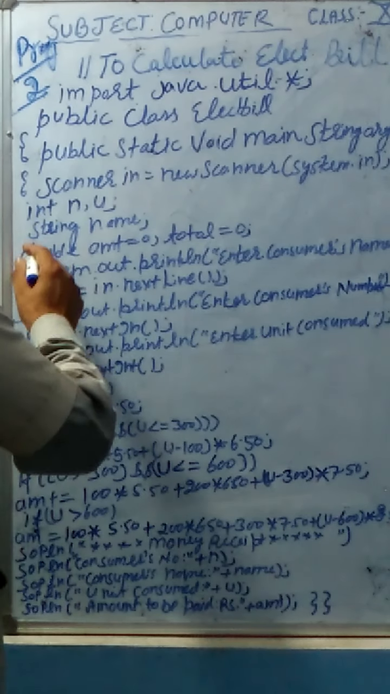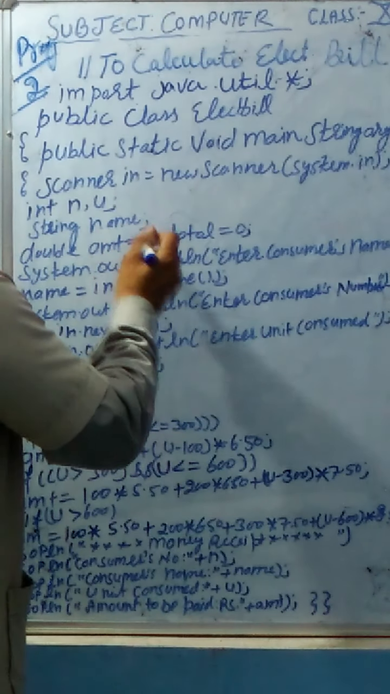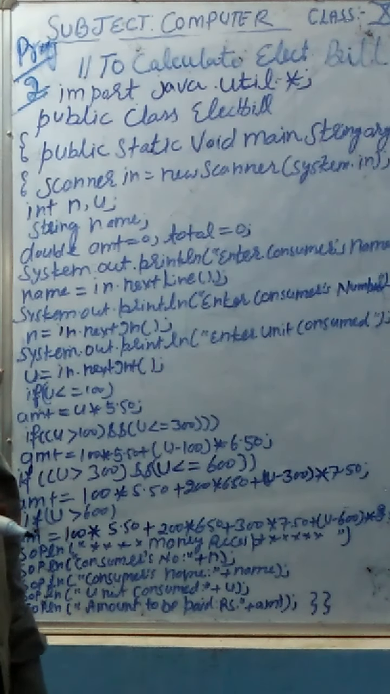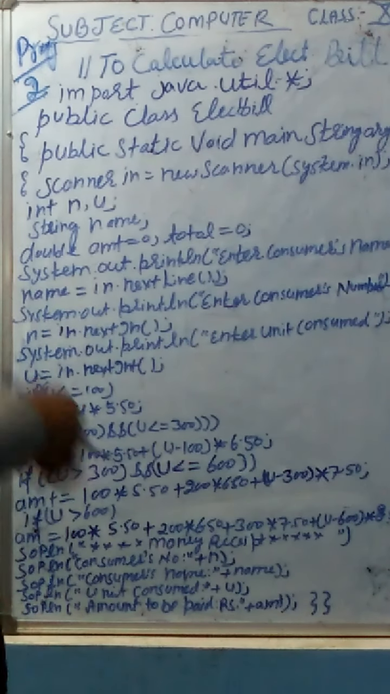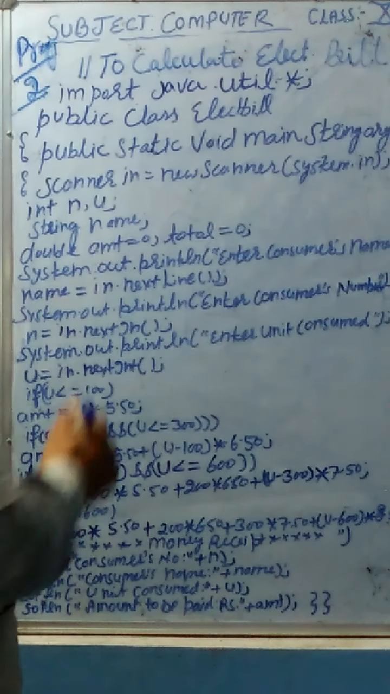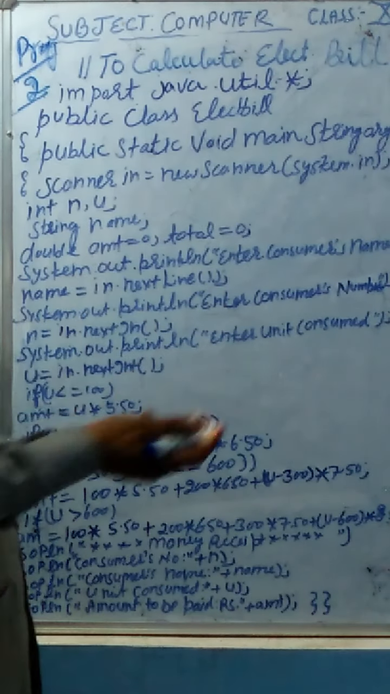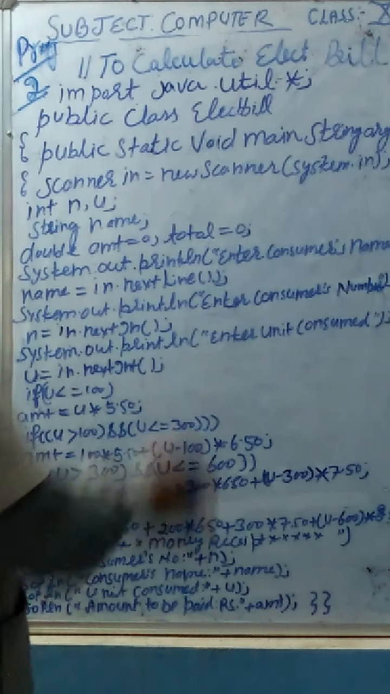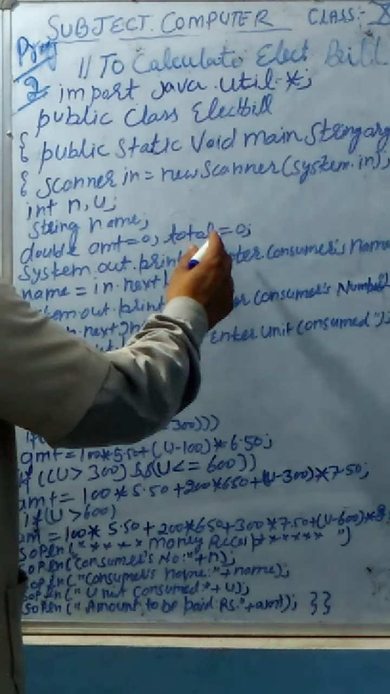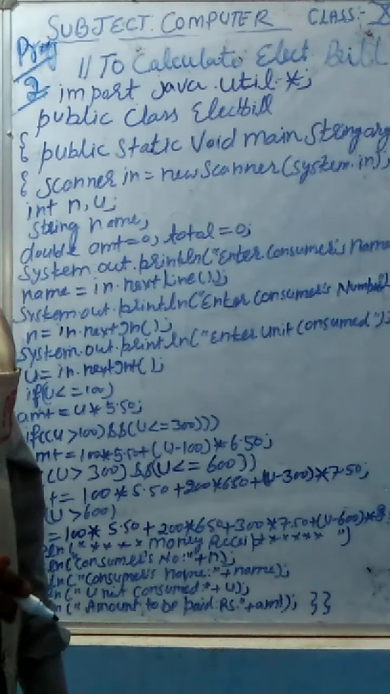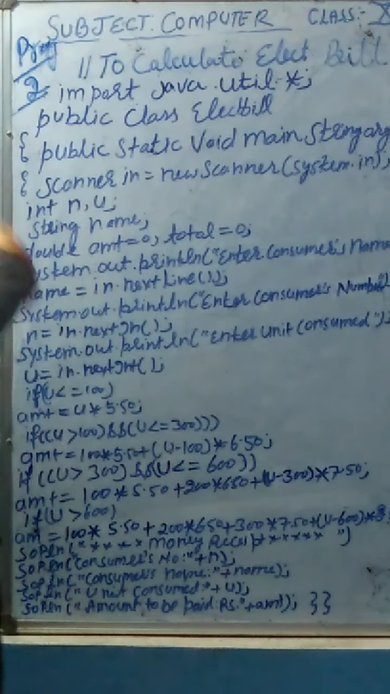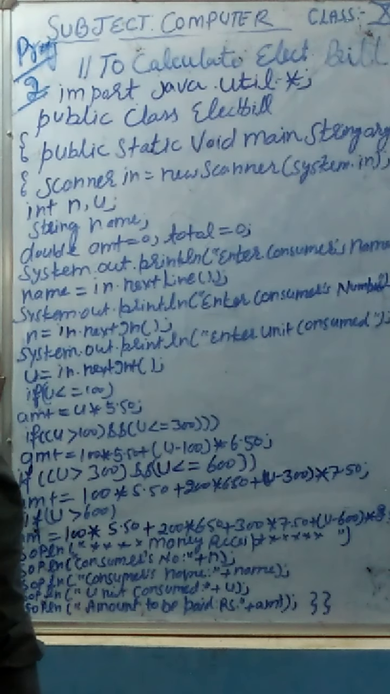Now double amount is equal to 0. Amount may be the decimal numbers, more than 2 decimal points. So we will use here double data type, and the amount value, initial value, we will take the 0, and the total also we will take the data double, and then the initial value of the total we will take the 0.